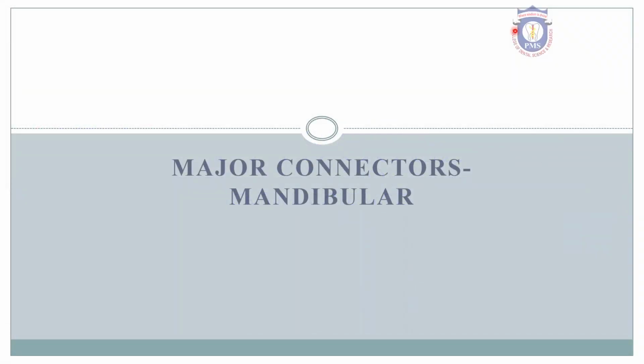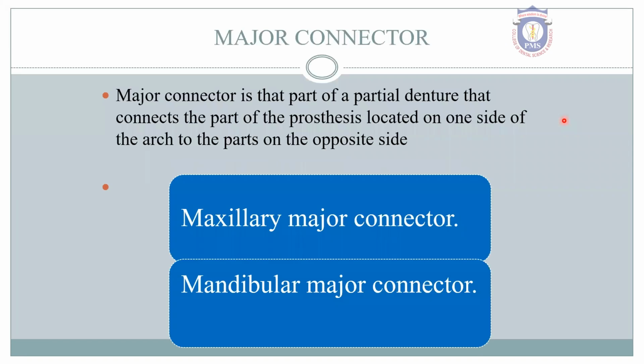Welcome to this lecture on mandibular major connectors. Let's take a look at what a major connector is. A major connector is that part of a partial denture that connects the parts located on one side of the arch to the parts on the opposite side. We have maxillary major connectors and mandibular major connectors.